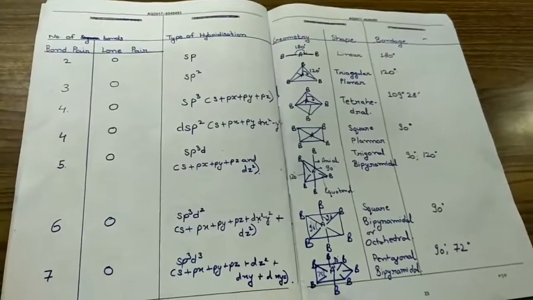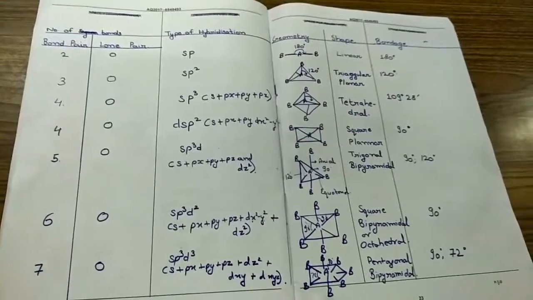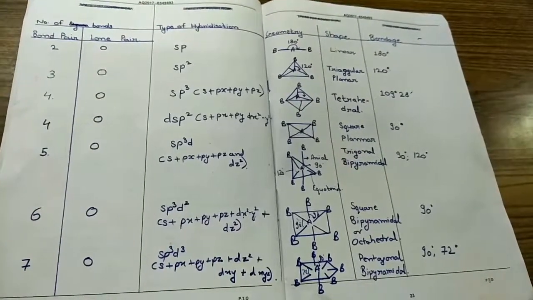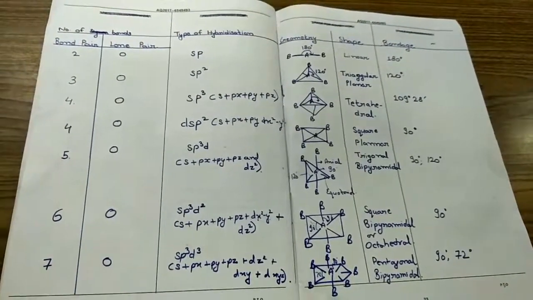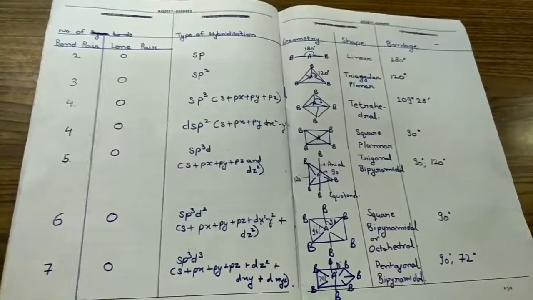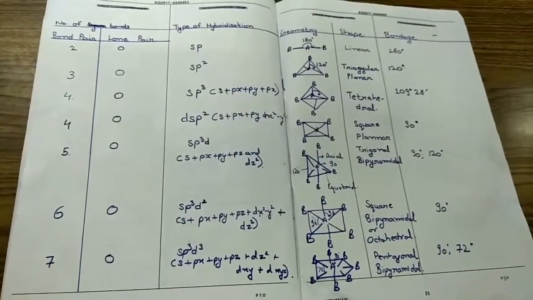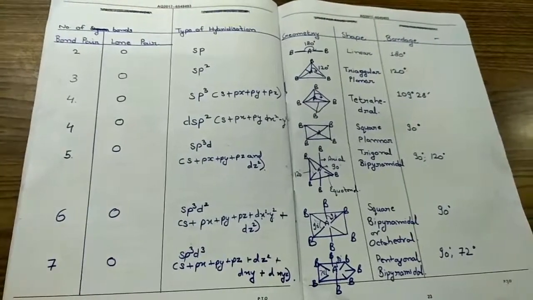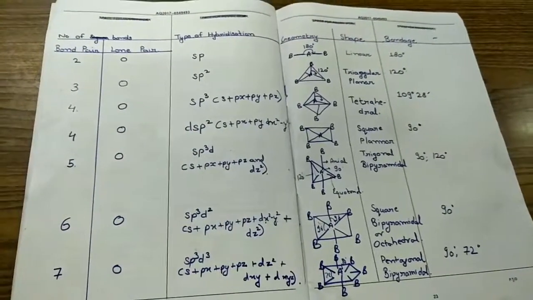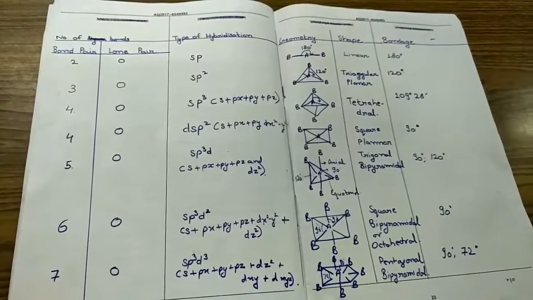Now we'll again just have an overview. 2 bond pairs, hybridization is sp. The p orbital may be px, py or pz. The geometry is shown, the shape is linear and the angle is 180 degrees. 3 bond pairs, we have sp2, s plus px or py or pz, any 2 could be used out of 3. Here we have trigonal planar and the bond angle is 120 degrees. Then we have 4 bond pairs. It is sp3. All the p orbitals are used and it is tetrahedral. The angle is 109 degrees 28 minutes.